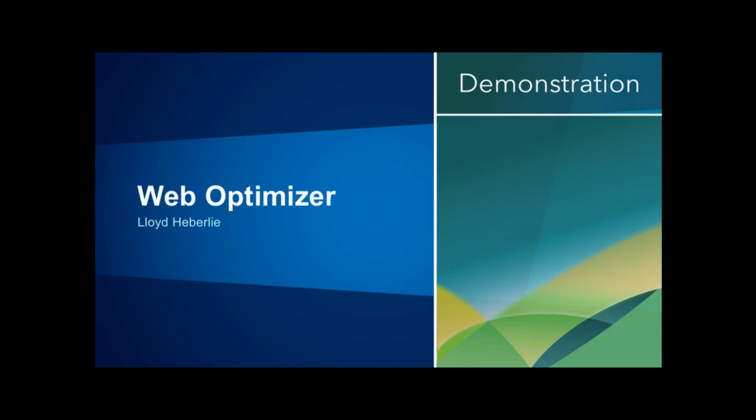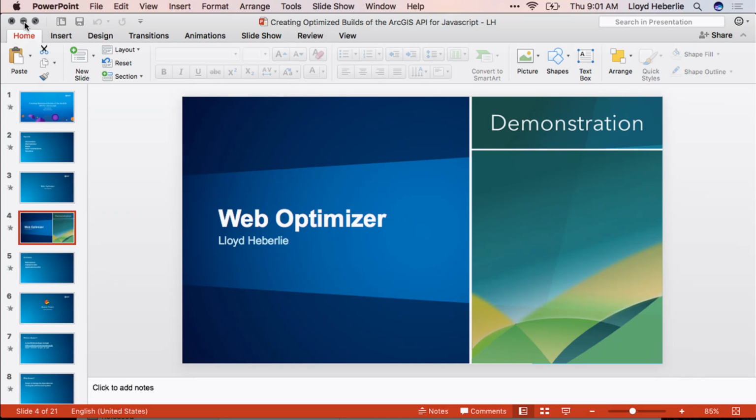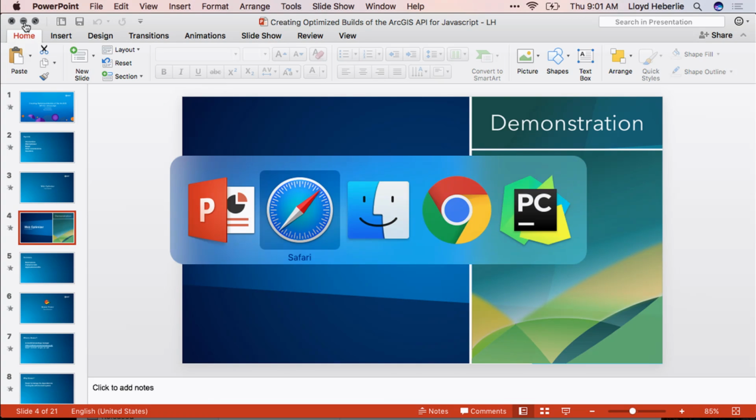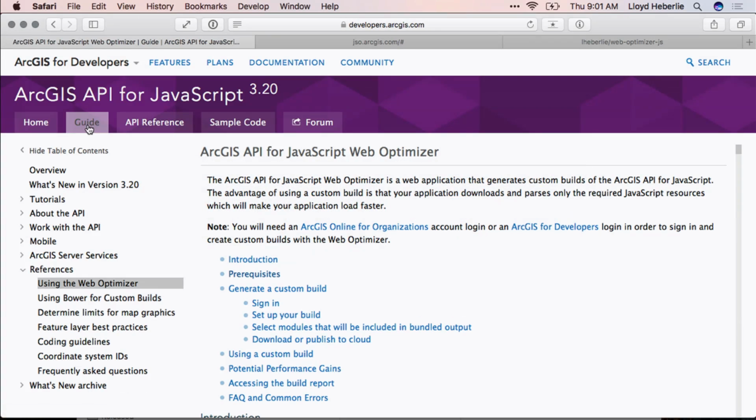And instead of having a bunch of slides for that, I'm just going to dive into the doc and some of the other things that we have. So if you go to the developer site for 3.20, under the references section, you'll see the using the web optimizer guide topic.